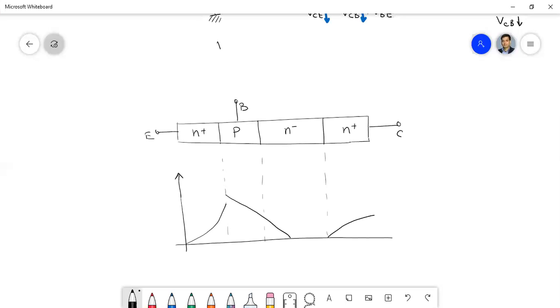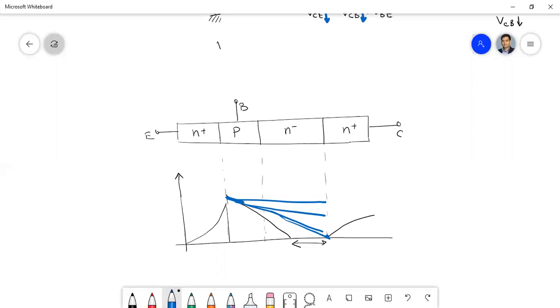Okay. So this is the charge concentration in the active region. Still, there is a space charge region here. Then what will happen if I go towards the saturation? It will extend like this. Okay, so when it reaches this point, this is called the saturation region.